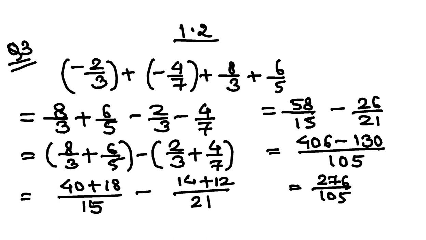You can cancel by 3. This will be 92 and this will be 35. So ultimate answer is 92 by 35. Right, very simple evaluation. Rest of the questions you can attempt. Now let's go to question number 4.